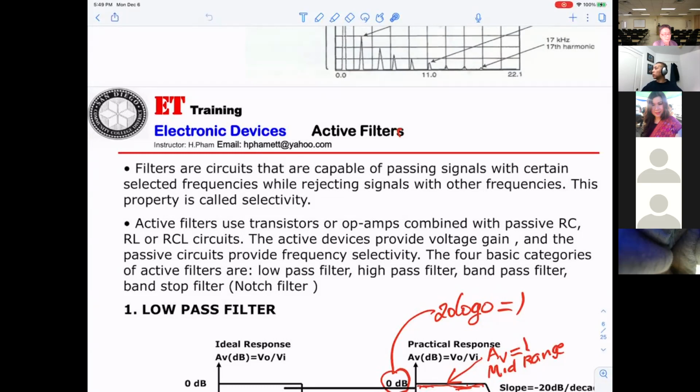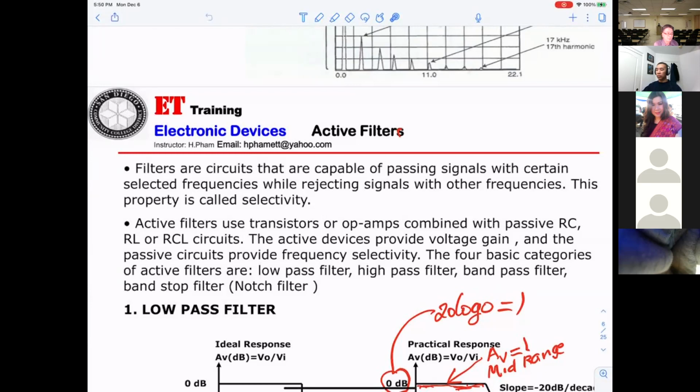However, if you're using the transistor or the op-amp, you need the power supply. That's what they call active. They said that the active device provides voltage gain. You already know, you're working with the op-amp and you get the gain.